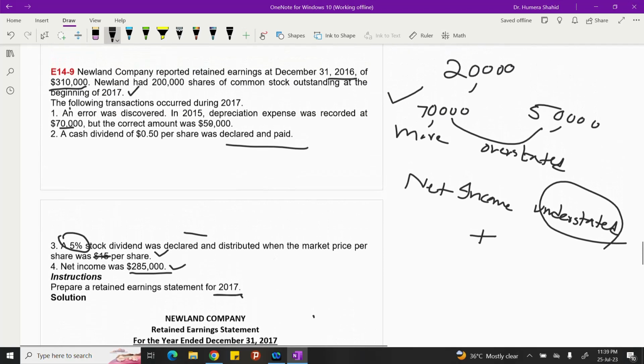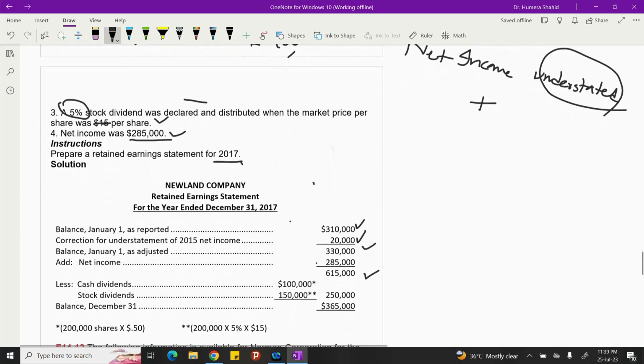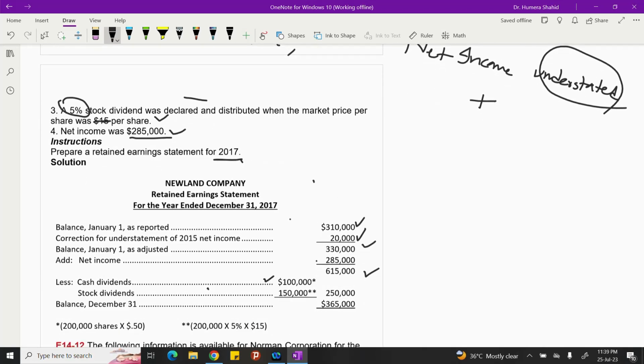Cash dividend was 0.5 per share. So also the cash dividend full amount is not given. We have to calculate. So let's see how many shares we have. Shares are 200,000. So 200,000 multiplied by 0.5, that is 100,000, right? So cash dividend is 100,000.